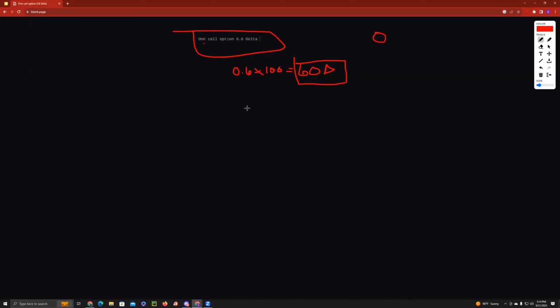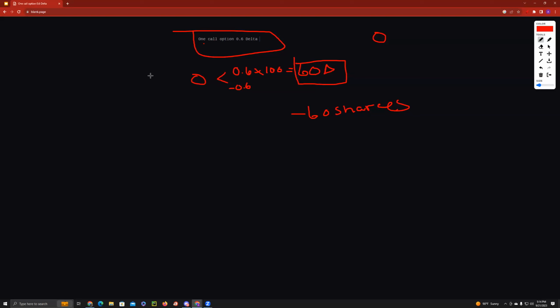Now in order to do that, he can do one of two things. He could short sell 60 shares, so negative 60 shares. Or he could buy a short option, long put or short call, with an equally negative 0.6 delta, which would give you your 0 delta total. Now this is the basics of dynamic hedging.